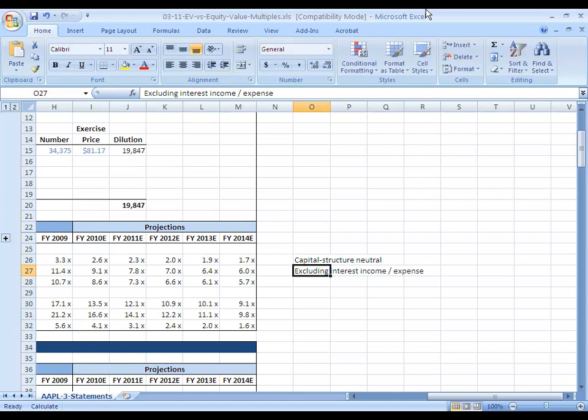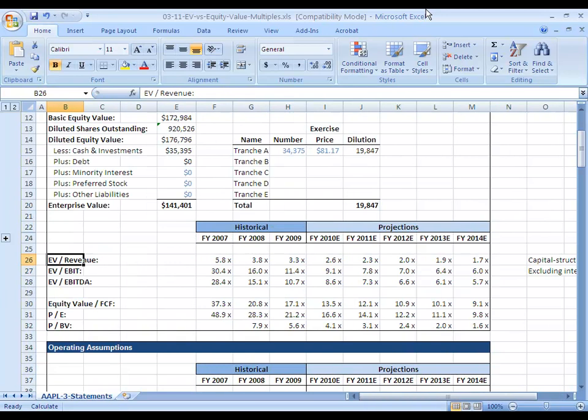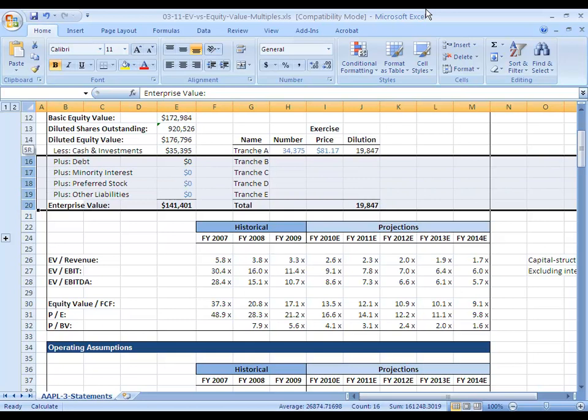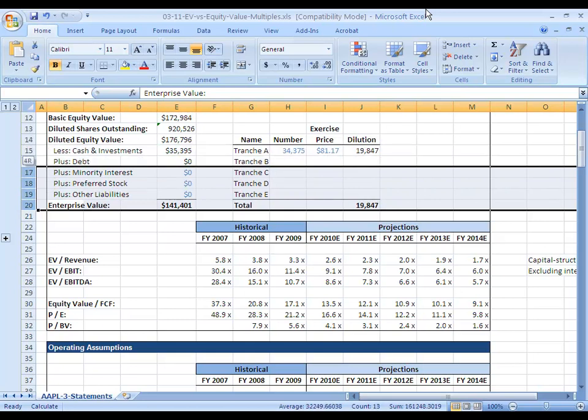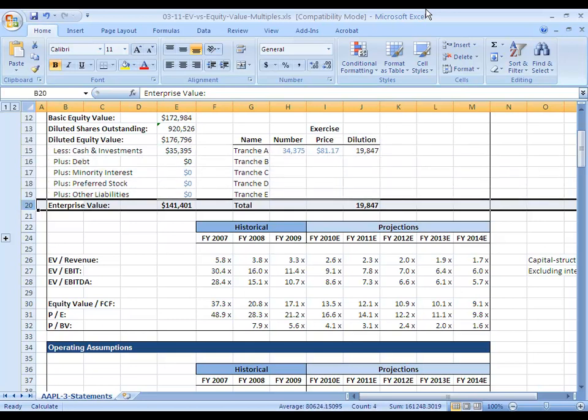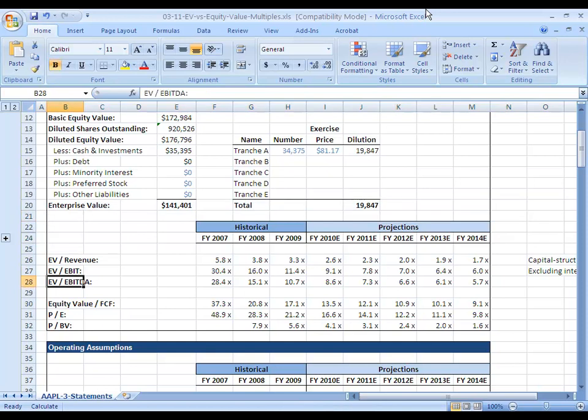So you're excluding the effects of cash that is earning the company interest income, and you're also taking out the effects of any debt the company has that is incurring interest expense. Now, if you think about it, enterprise value includes the effect from cash, debt, minority interest, preferred stock. So we're basically taking into account all the investors.